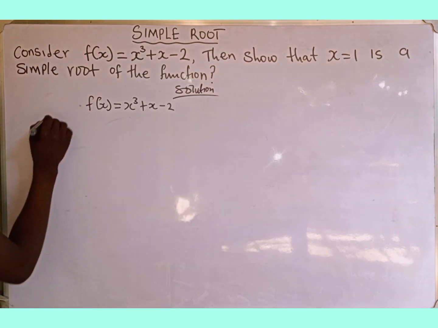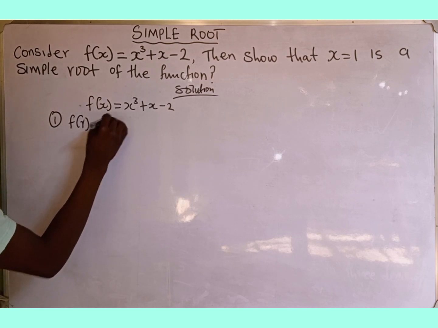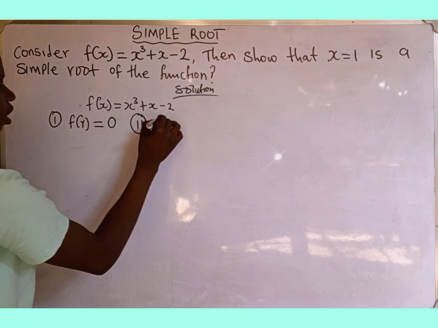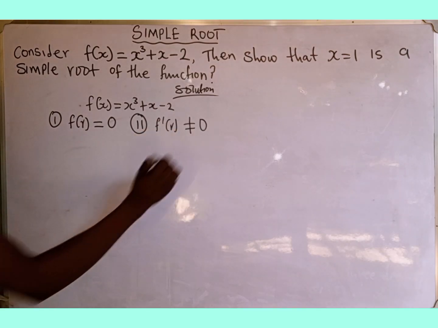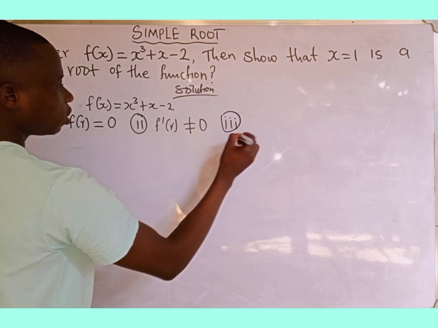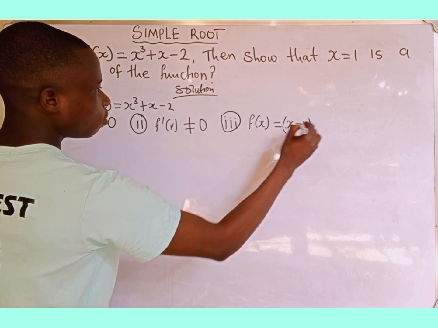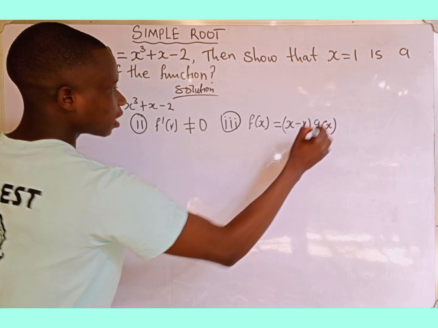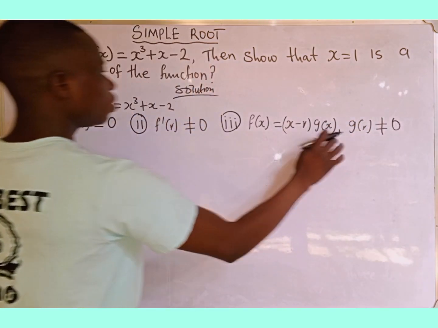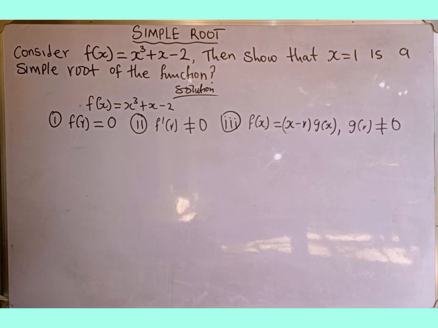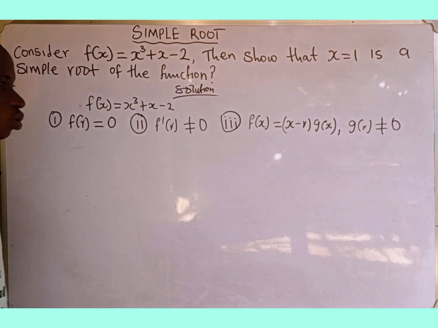And these conditions are: number 1, f of r is equal to 0. The second condition is f prime of r is not equal to 0. And the third condition, number 3, is f of x is equal to x minus r, in brackets, multiplied by g of x, where g of r is not equal to 0. So these three conditions must be satisfied for you to show that the given value of x is a simple root of this function. Now let us check.